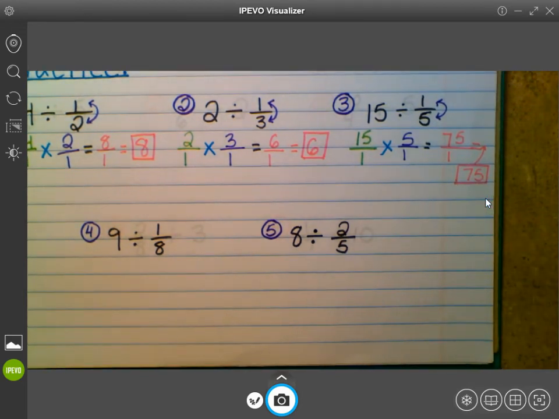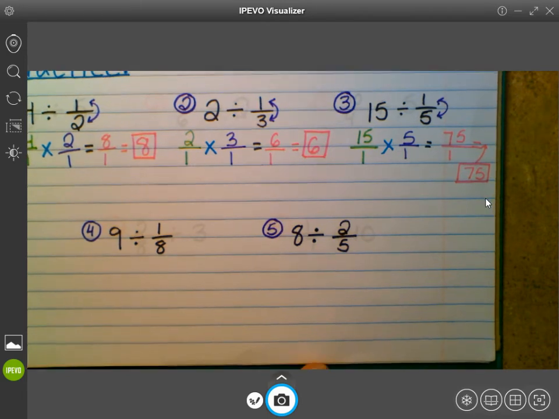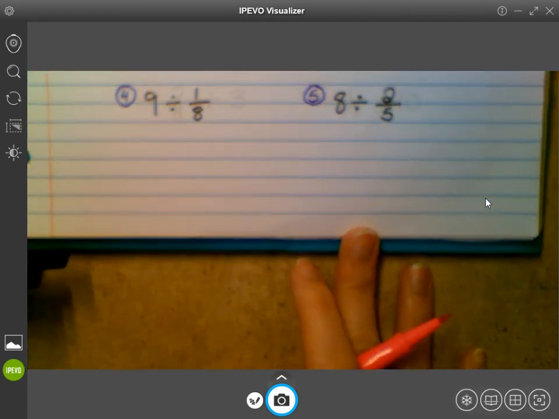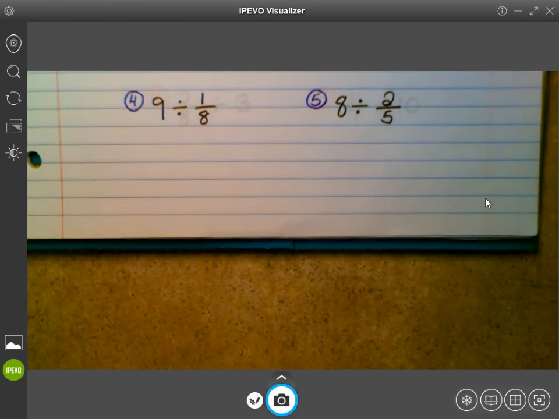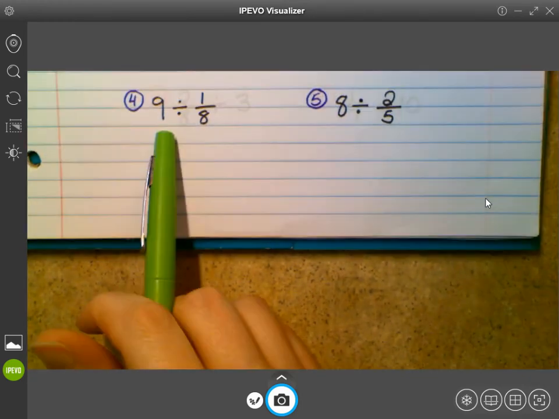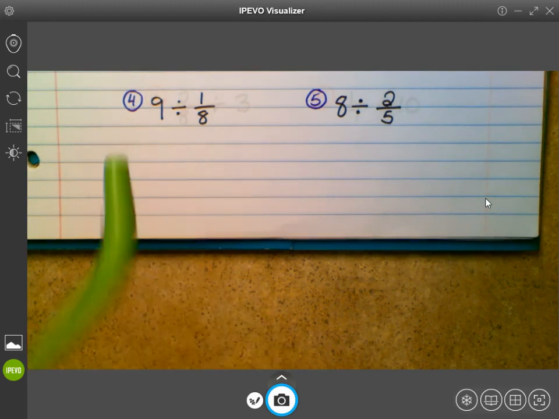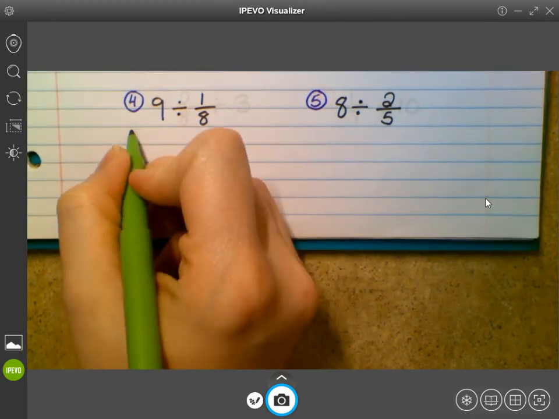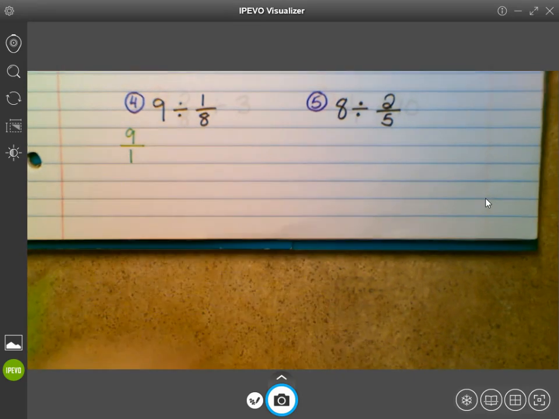That's okay. You just went one more. Awesome. Last 2. So then we have number 4. So number 4, I have a whole number that needs to be converted into a fraction. So 9 is the same as 9 over 1.